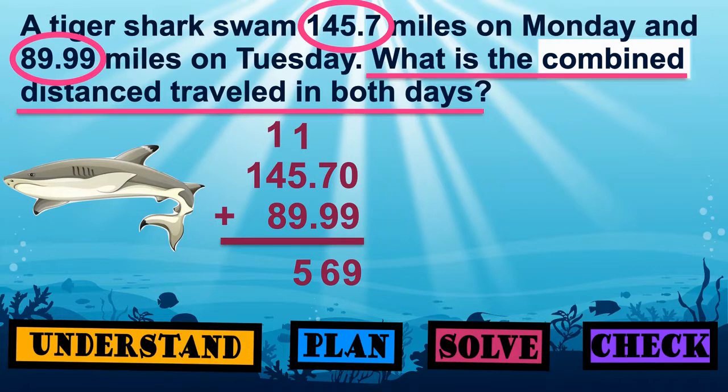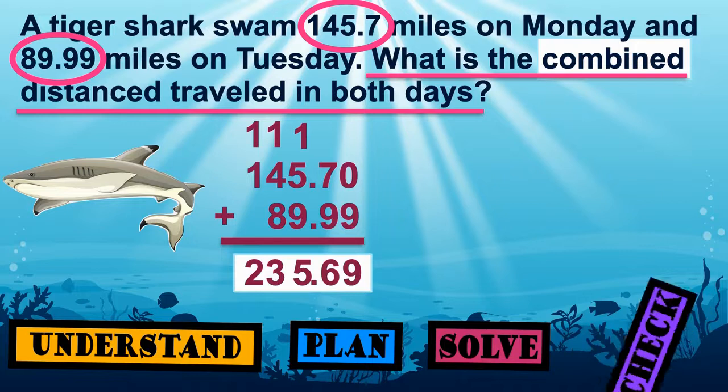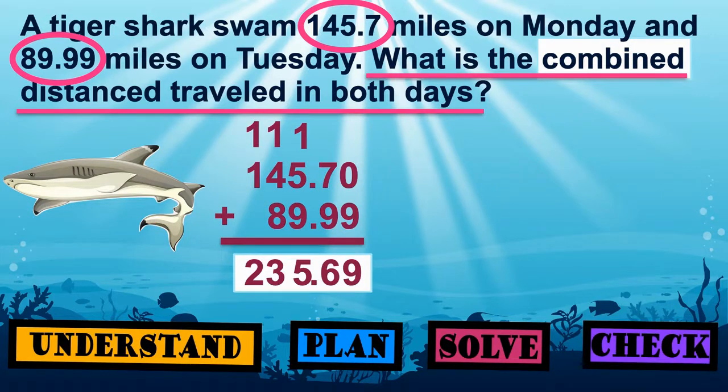8 plus 4 plus 1 is 13. Put my 3 in the tens place and I place my 1 in the hundreds place. 1 plus 1 is 2. That's right. Don't forget our decimal point. That gives us a total of 235 and 69 hundredths. Now, we're not done yet. We need to check. That's correct. To check, we must do the opposite of addition, which is, you guessed it, subtraction.